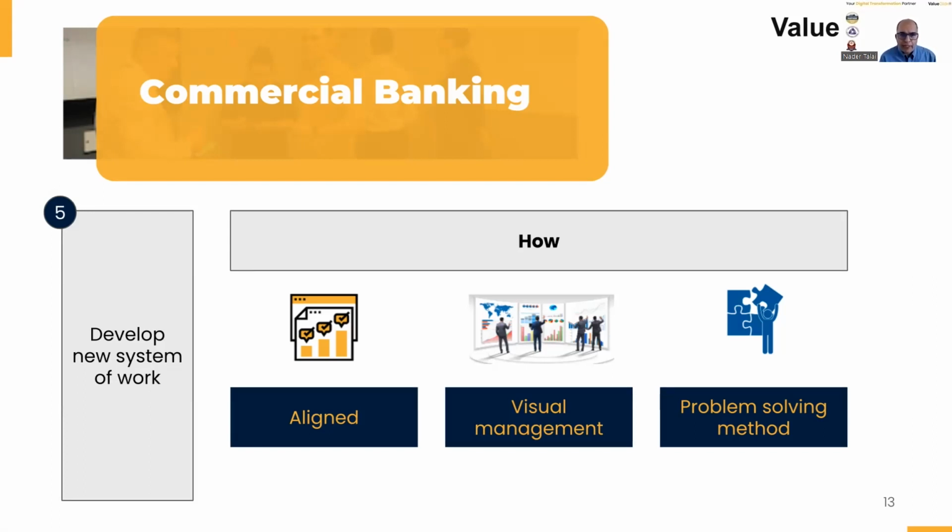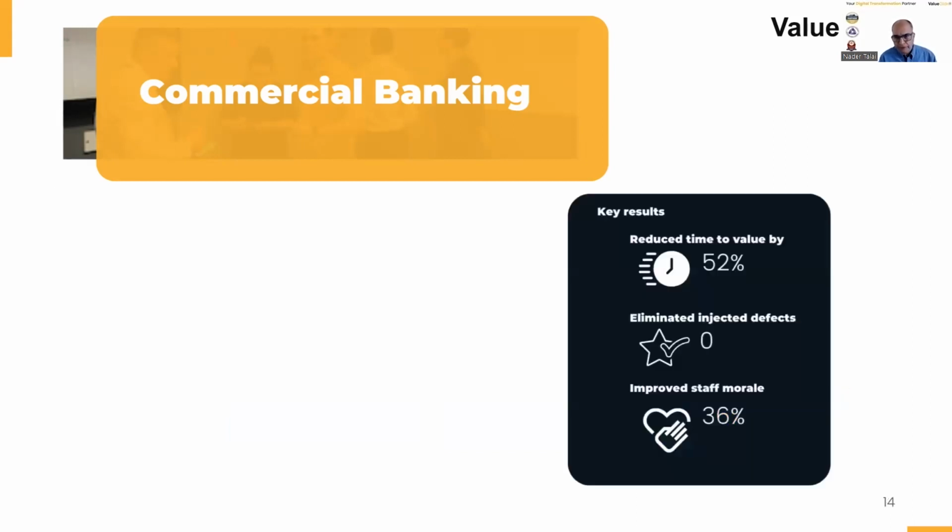So having done all of that, the question is, so what happened? The results speak for themselves. What happened as a result of that is that time to value reduced by 52%. We eliminated the injected defects. Previously, every time a new solution was released, there were 10 to 15 injected defects.